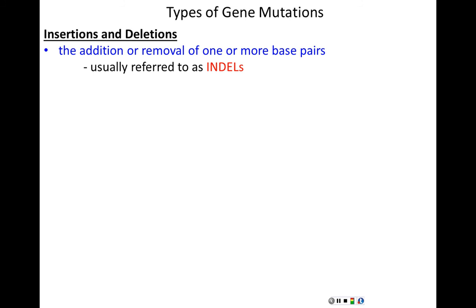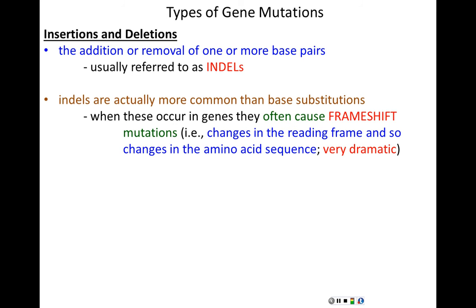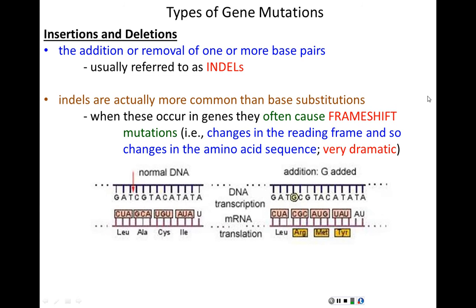We also have insertions and deletions. Insertions and deletions are the addition or removal of one or a small number of base pairs. Usually we abbreviate this category of mutations as indels. Indels are actually more common than base substitutions. When they occur in genes, they often cause what we call frameshift mutations. A frameshift mutation is when you remove or destroy the reading frame of the gene that you're working with.